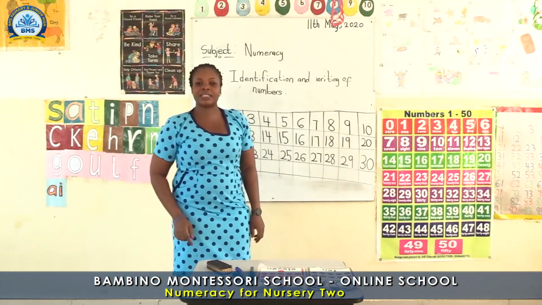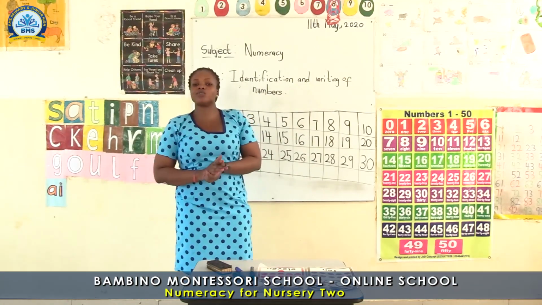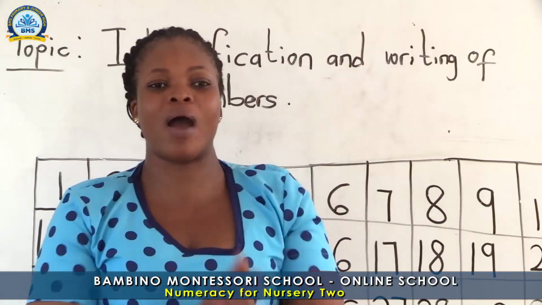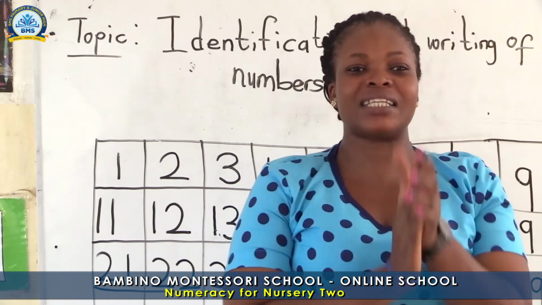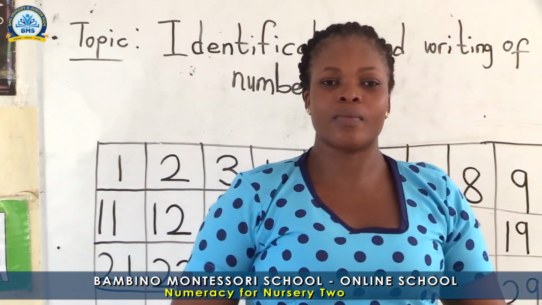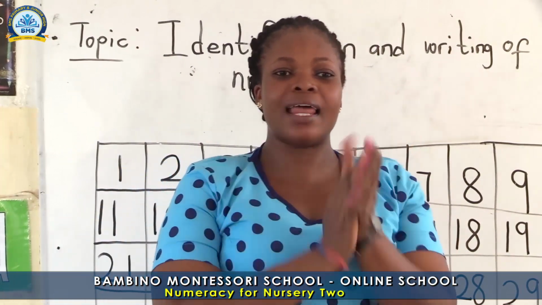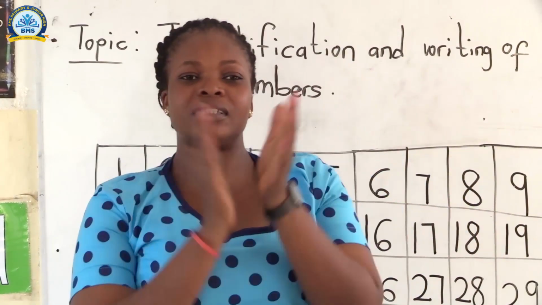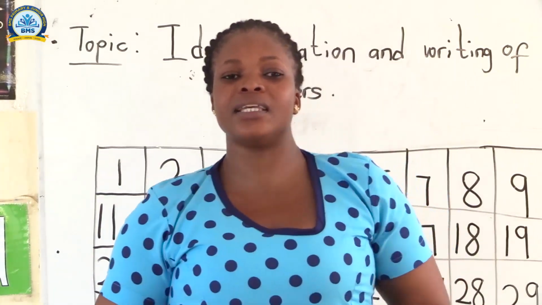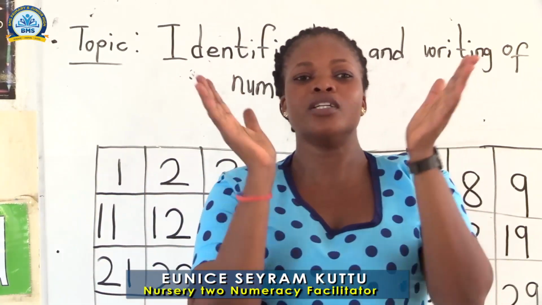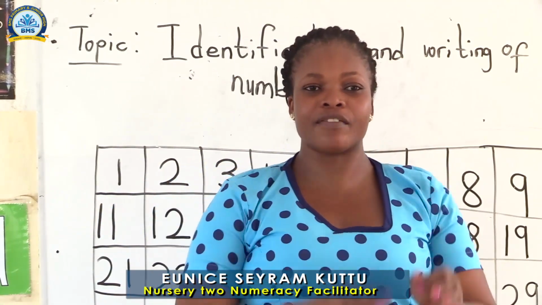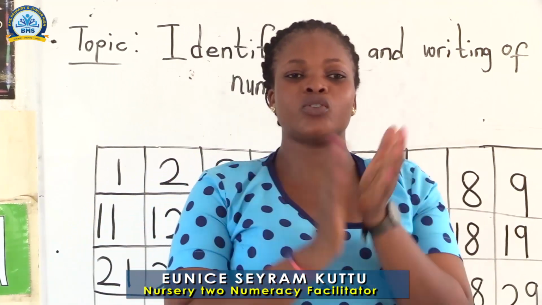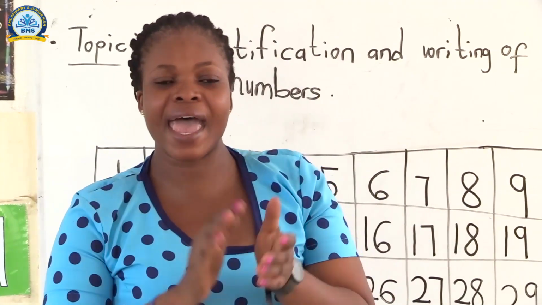Wow. Now you know what? Let's clap our hands from 1 up towards 30. Let's go. 1, 2, 3, 4, 5, 6, 7, 8, 9, 10, 11, 12, 13, 14, 15, 16, 17, 18, 19, 20, 21, 22, 23, 24, 25, 26, 27, 28, 29, 30.